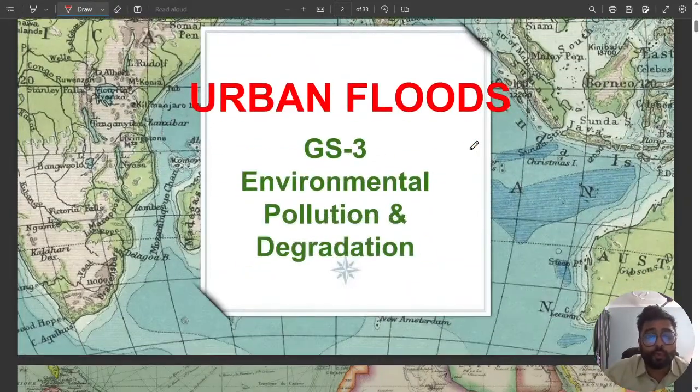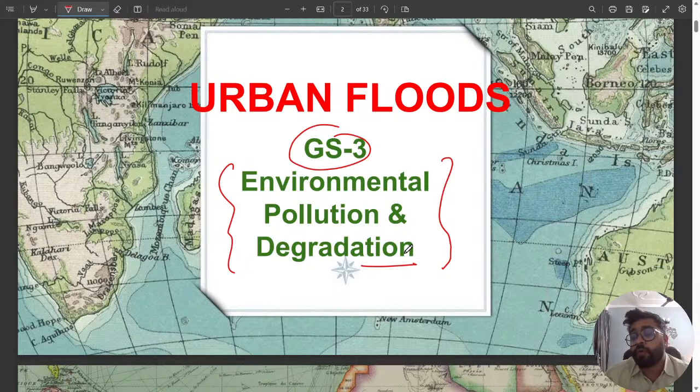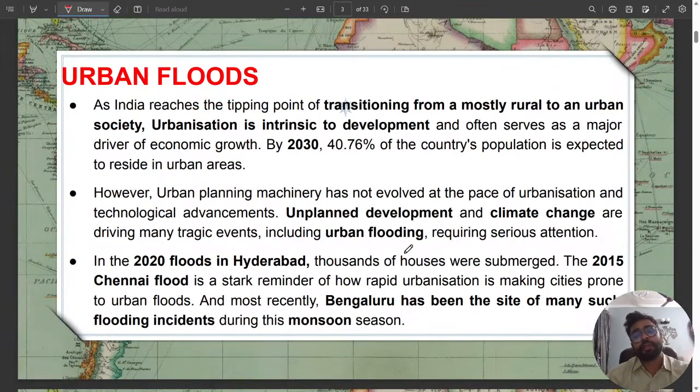So let's start. You can link this topic with GS3, environmental pollution and degradation, a subtopic of Mains GS3. Urban floods are a quite recurring feature that we are witnessing in almost every part of our cities. So let us start. What are urban floods? Before starting, a little information. You should know what urban floods are and how they differ from regular floods as a phenomenon. Is there any difference between floods and urban floods? And will there be a difference in the mitigation strategy for both kinds of floods? The answer to this question is yes, there will be a difference.